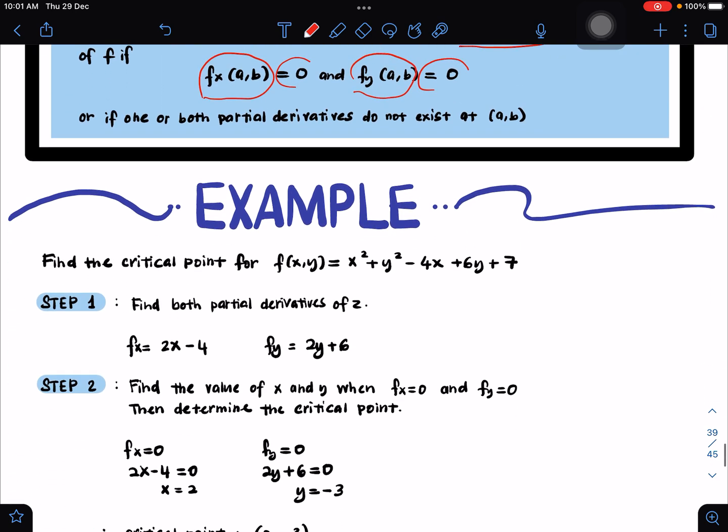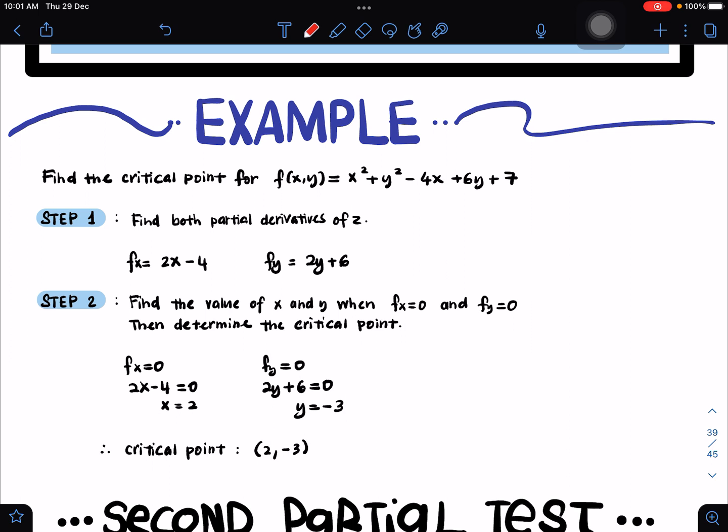Okay, so tengok example. Find the critical point for the function f(x,y) equal to x square plus y square minus 4x plus 6y plus 7. Okay, so what you need to do first is to find both partial derivative. So we need to find the partial derivative with respect to x, and also we need to find the partial derivative with respect to y. So partial derivative with respect to x means that we want to differentiate with respect to x. So y will be a constant. So this one will be kosong. This one also kosong. This one also kosong because semua constant.